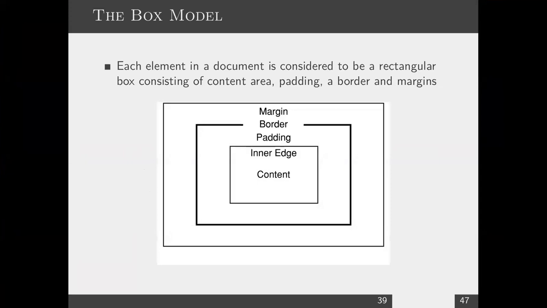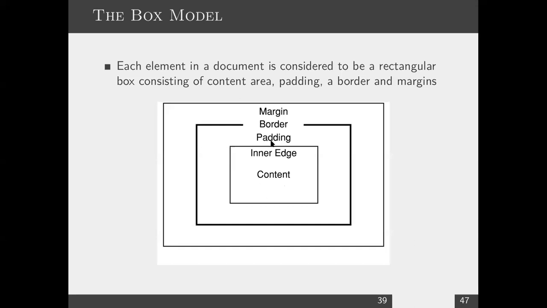Now, each element in a document is considered to be a rectangular box consisting of content area, padding, a border, and a margin. So whichever thing you create, whether it be a paragraph or a text field, they all have these. They will have the content, they will have the inner edges, they will have padding. Padding is the space between the content and the border, isn't it? You remember padding, cell padding. The inner walls of the cell and the content. That's what we call padding.